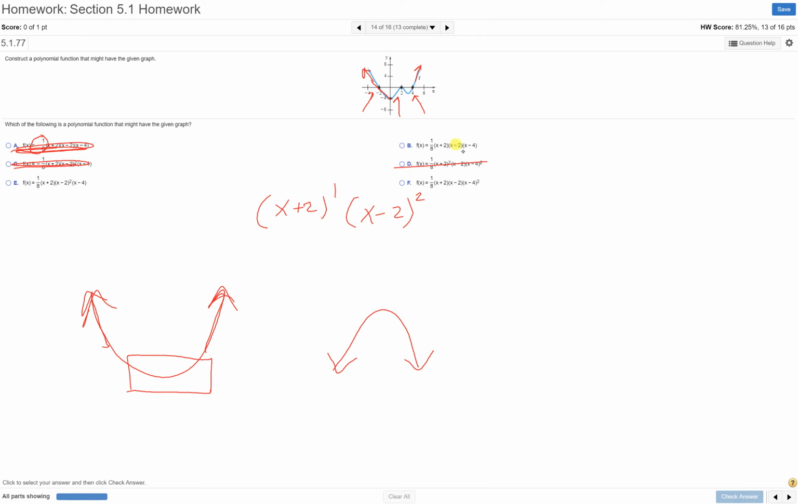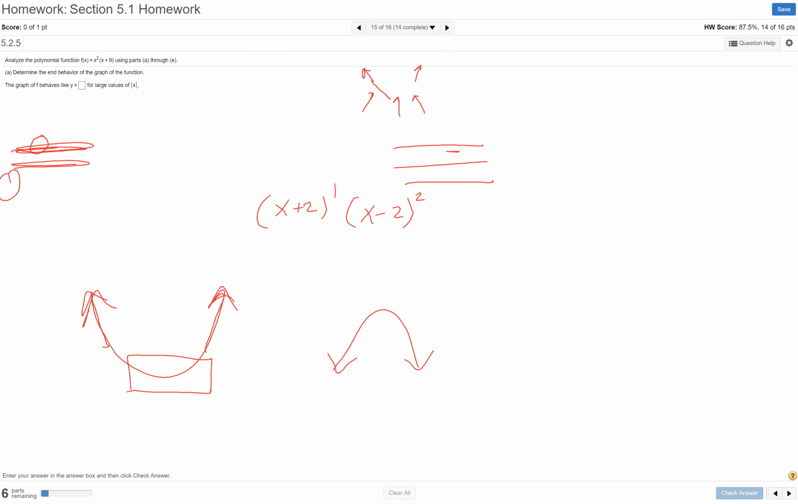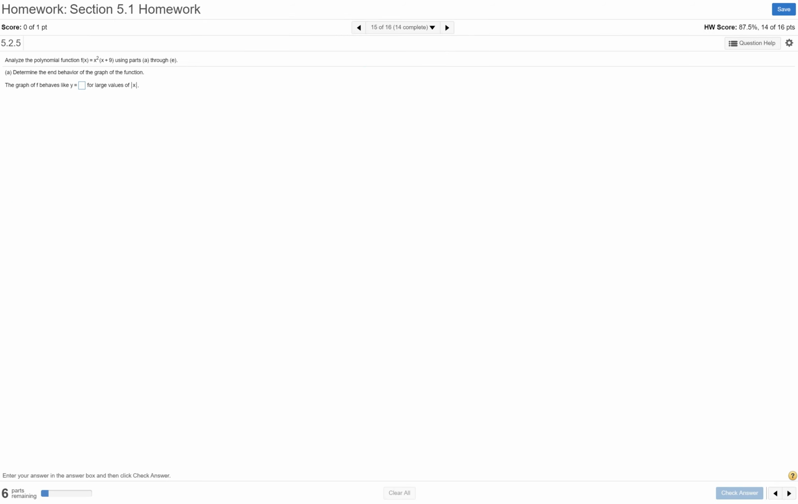Let's see, what's wrong with B? It's missing that power of 2. Can't be B. F has the same issue. So the answer has to be E. There's only one choice left. Let's see if we're right. Let's see if our method worked. And it says, well done. Excellent. Let's clear the drawing board.